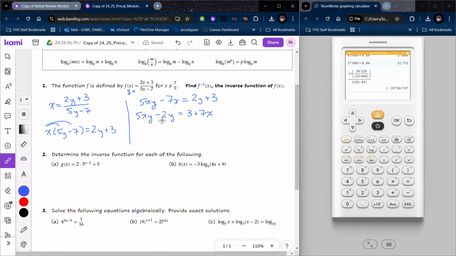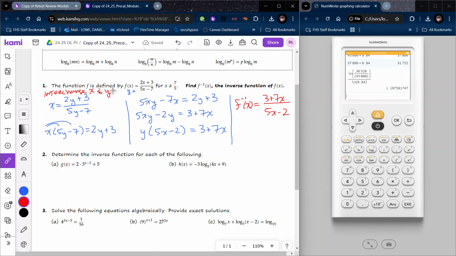All right, and now let's factor out a y. So y times (5x minus 2) is going to be equal to 3 plus 7x. And so our last piece is to solve, and that's going to be our inverse. That's going to give us 3 plus 7x in the numerator and 5x minus 2 in the denominator.